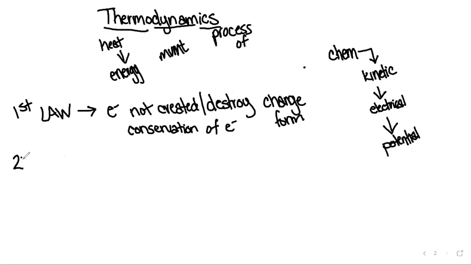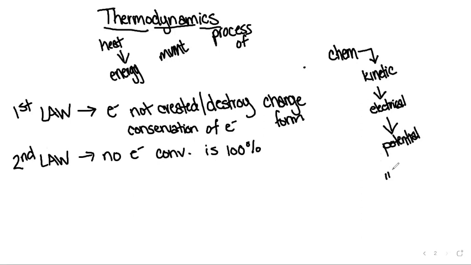The second law of thermodynamics deals with these conversions, and it says that no energy conversion is 100% efficient. So every time we convert energy from one form to another, we are going to lose energy.